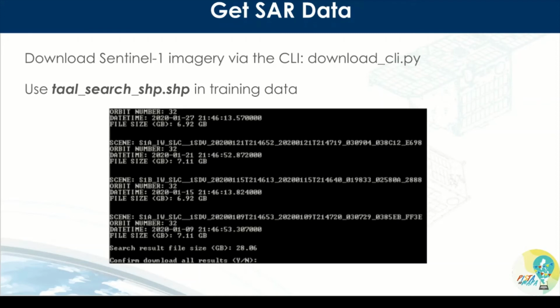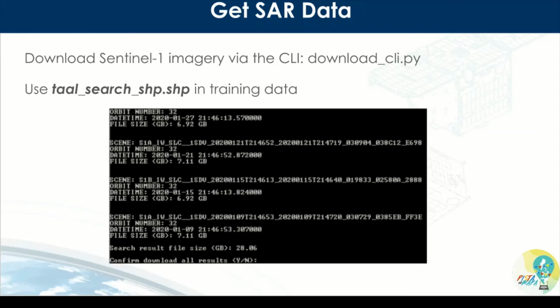We provide the training data, but for instance, if you want to download your own imagery, there are 2 ways to do it. The first method is using the script called download_cli.py. You need to have an account at the Copernicus Open Access Hub, which is where you can get free Sentinel images.